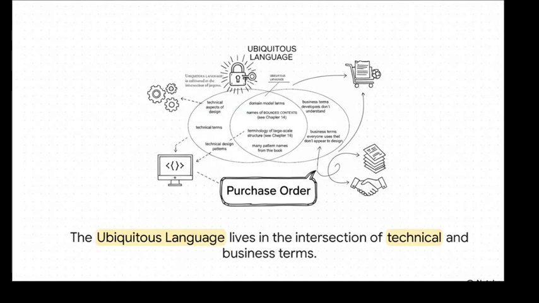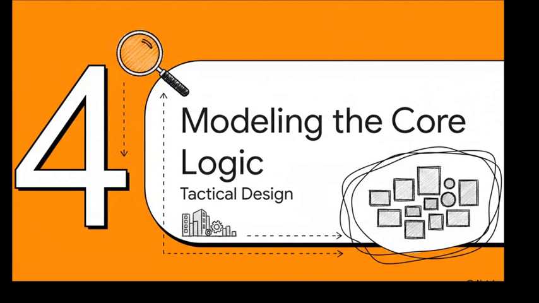This Venn diagram just nails it. The magic happens right there in the middle. When a business expert talks about a shipment, your code should have a class called Shipment, not delivery item or package object. It seems so simple, but this one idea gets rid of a massive amount of misunderstanding and bugs down the line.